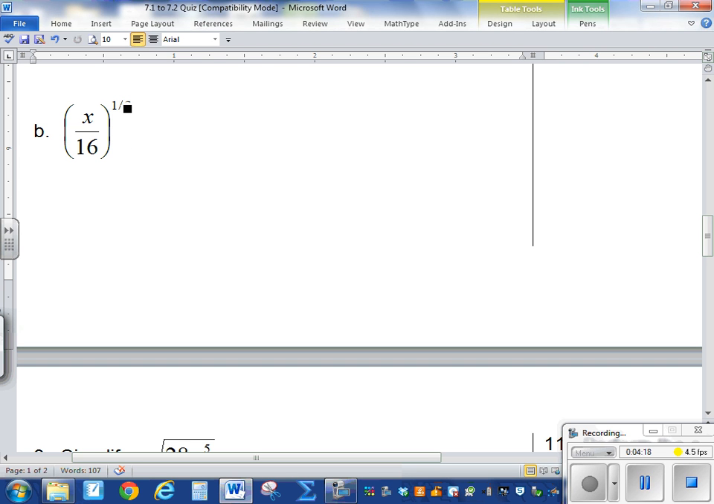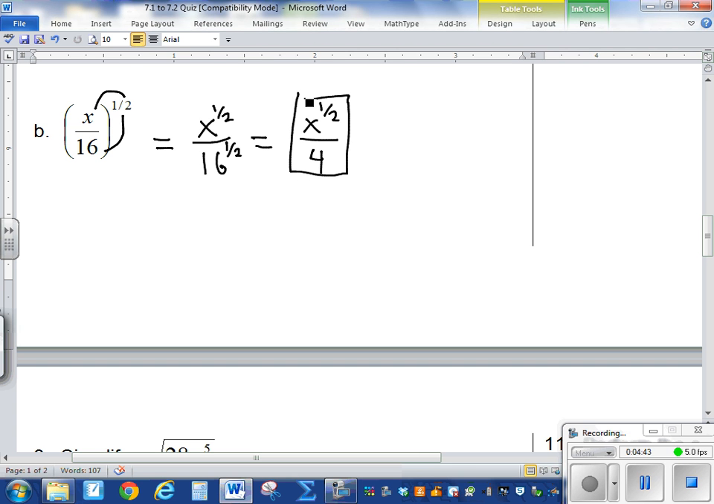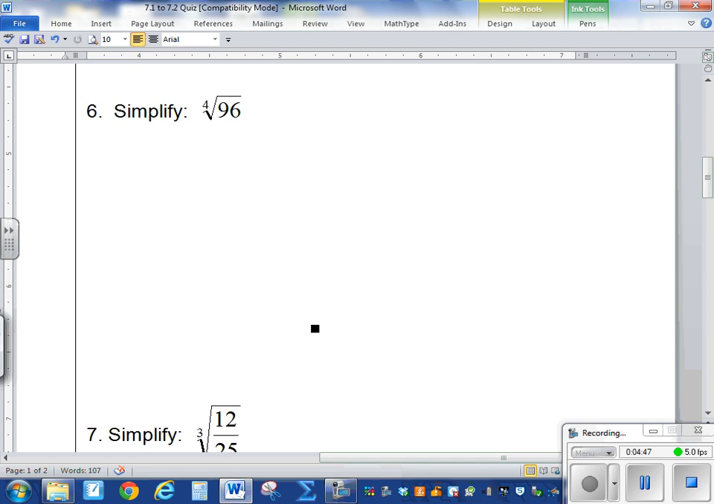Okay, 1/2 power. So you're going to put that 1/2 to the top and the bottom. So that will be x to the 1/2 power, which is like a square root, because remember the bottom part is your root. So you're going to do 16 to the 1/2 power, which is like the square root also of 16. x to the 1/2 can stay the same. 16 to the 1/2, so the square root of 16 is a 4. No bottom part to rationalize, so that is it for this one. Let's go to the next one.